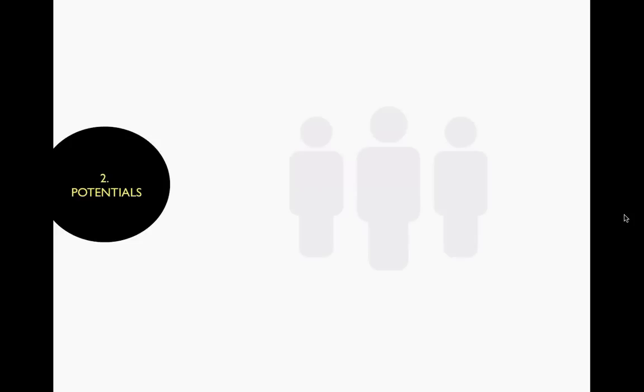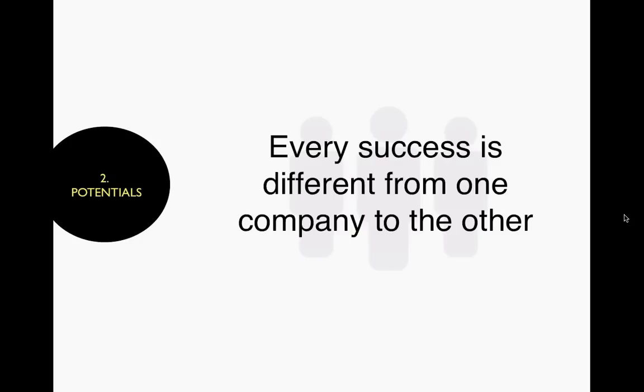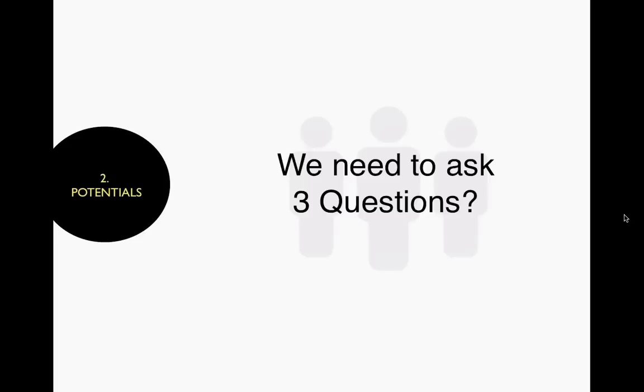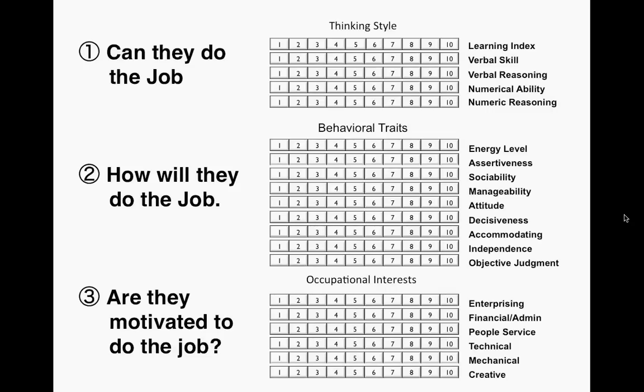Now, the second thing is you need to know their potentials. An important thing to remember is that every success is different from one company to the other. What makes you successful five years ago or in one company will not necessarily make you successful in another company or in the present company where you are. There are three key things we need to ask in identifying the potential. Can the person do the job? How will they do the job? And are they motivated to do the job?